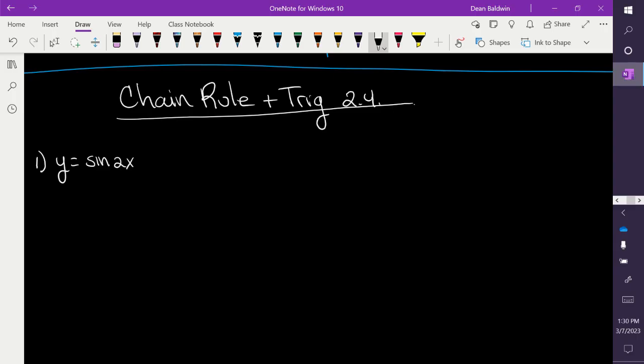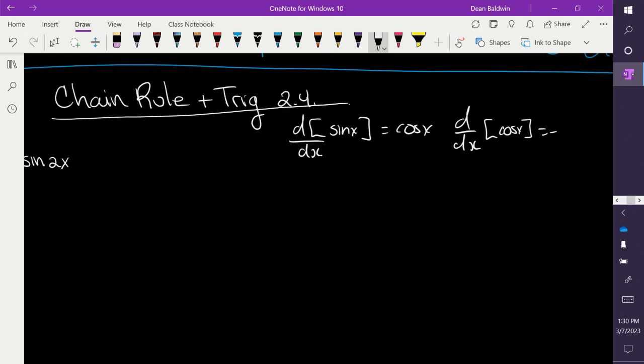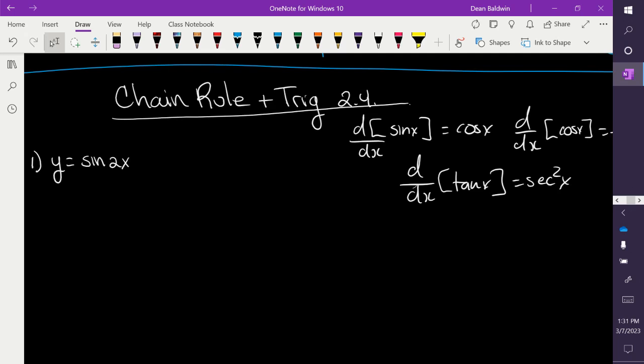All right. Chain rule and trig. So now instead of having just sine x, or actually, what's the derivative of sine x? Let's do that. So derivative of sine is cos. The derivative of cos is negative sine. And the derivative of tan is secant squared x. Okay, but if you notice, all of those have just x in for the angle.